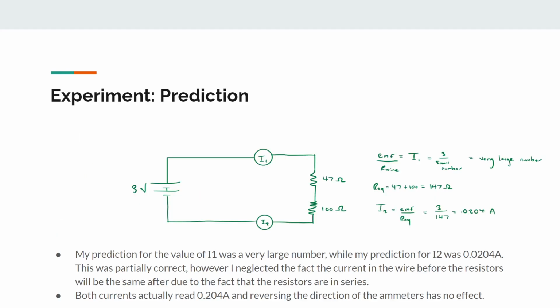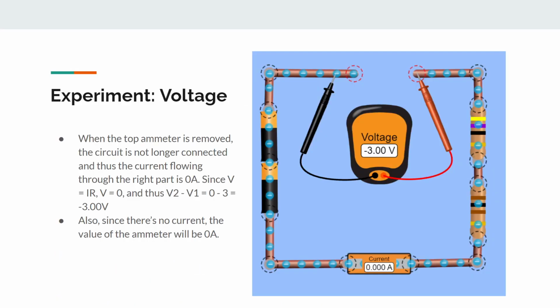So prediction, my prediction for the value of I1 was a very large number, while my prediction for I2 was 0.02 amps. This was partially correct, however, I neglected the fact that the current in the wire before the resistors will be the same after due to the fact that the resistors are in series, and both currents actually are supposed to read 0.02 amps, and reversing the direction of the ammeters had no effect.